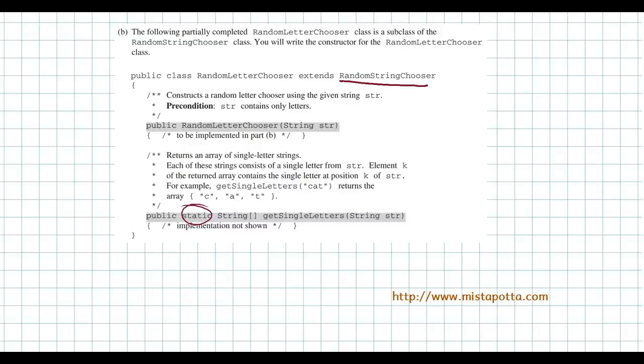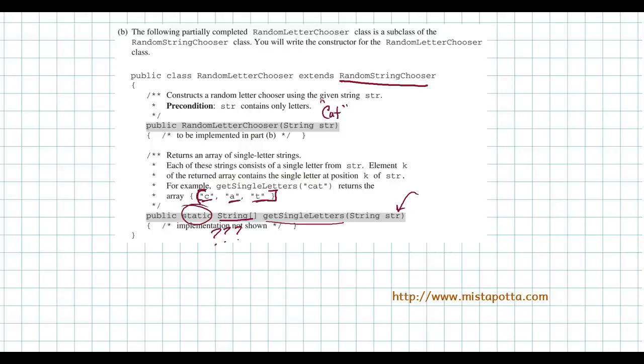Now notice that I'm going to be given a constructor that's going to have a word like cat in it, and I'm going to have to make sure that I break it up into its simple letters, and that's the whole purpose of this getSingleLetters. Now I have no idea how it's written, but it doesn't matter. I know that if I give it a string, I get a string array, and the string array is going to have C, A, and T in it.